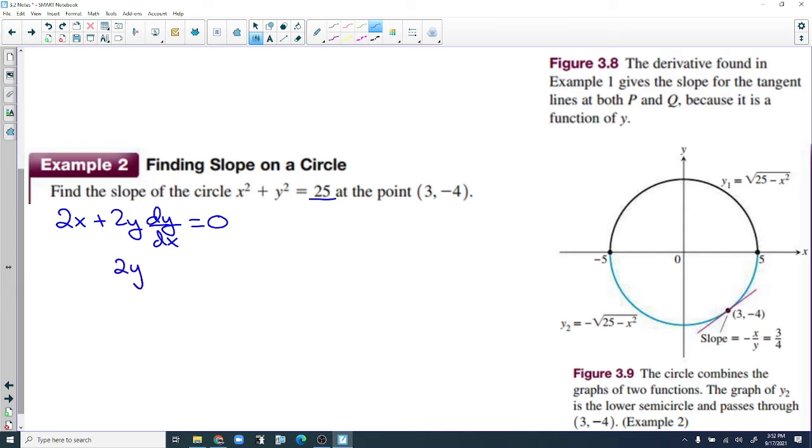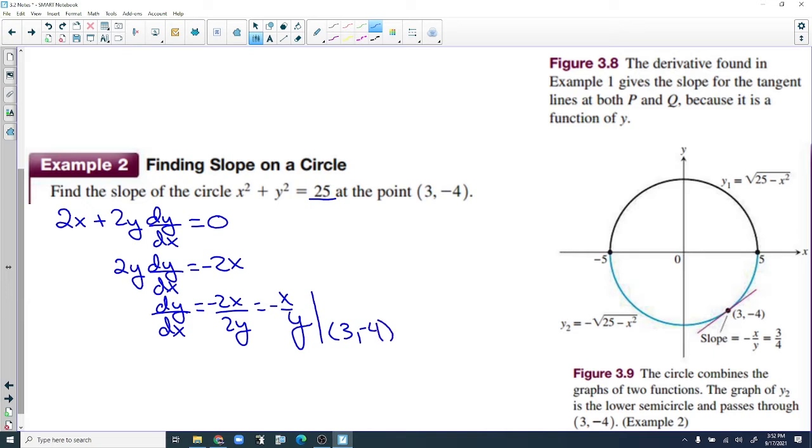Now let's get dy dx by itself. And then we'll divide by 2y. And that's negative x over y. Now we're asked what the slope of the circle is at that point. Now we're going to evaluate at the point 3, negative 4. So x is 3, so negative 3 over y is negative 4. The slope is 3/4. So the slope of that line right there is 3/4.